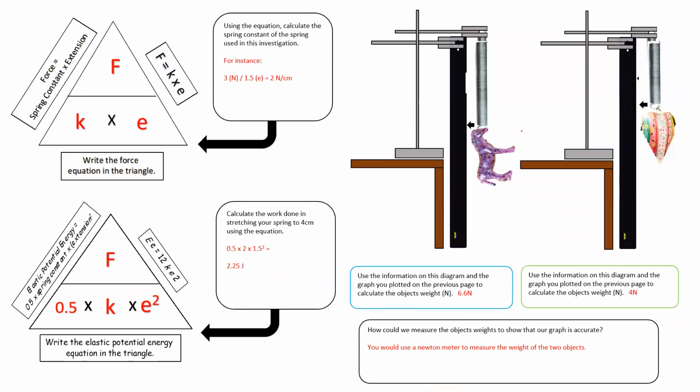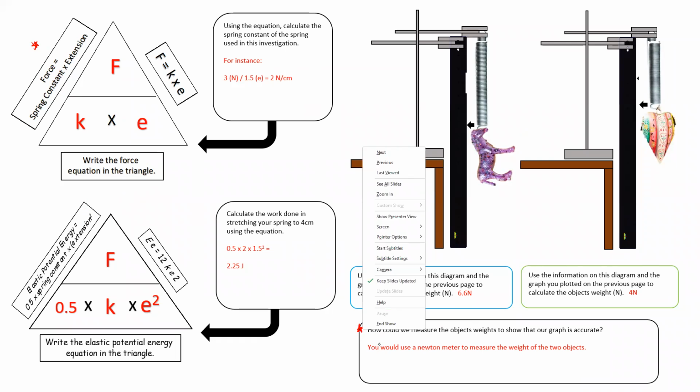They've added another slide here. I've kept it in just because you've got formulas on here to remind you how to rearrange, etc. They were dangling a horse and a decoration on there. It was just additional questions, but the question here: how could we measure the objects' weights to show that our graph is accurate?